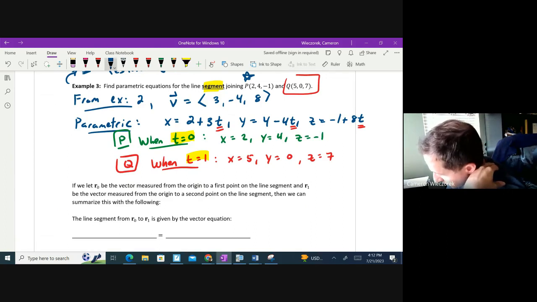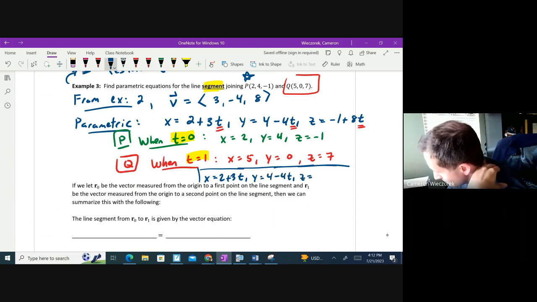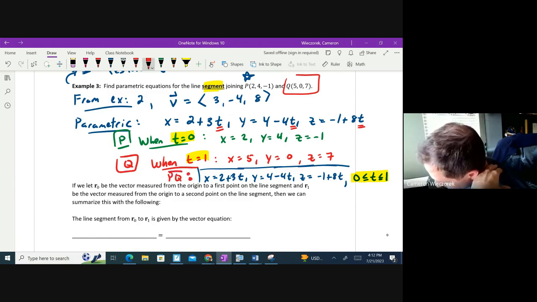The line segment is given by, so I'm going to put our final answer in this blue box right here. x equals 2 plus 3t, y equals 4 minus 4t. So it looks almost exactly the same as what we had in example 2. z equals negative 1 plus 8t. But we need to specify 0 is less than or equal to t is less than or equal to 1. Make sure you include this. That's what makes it a line segment. This would be what represents segment PQ.